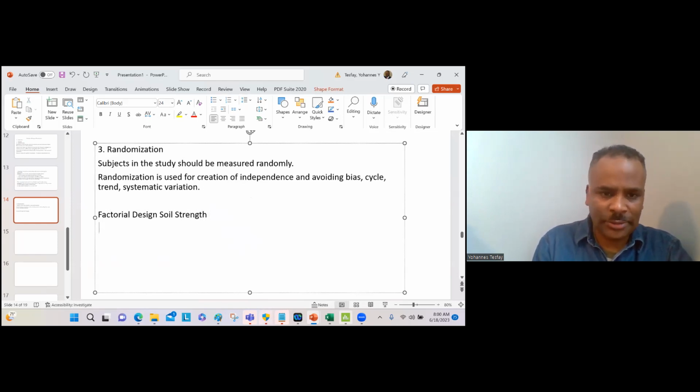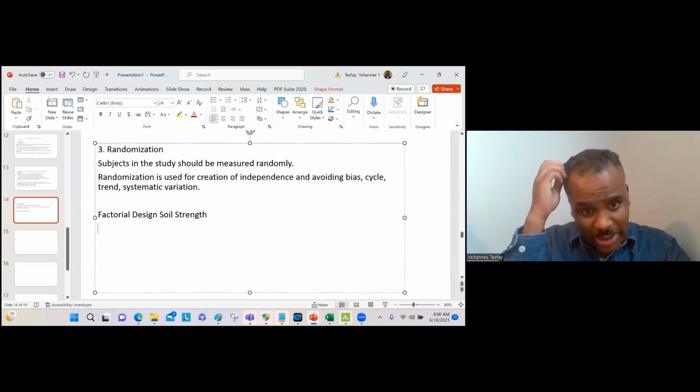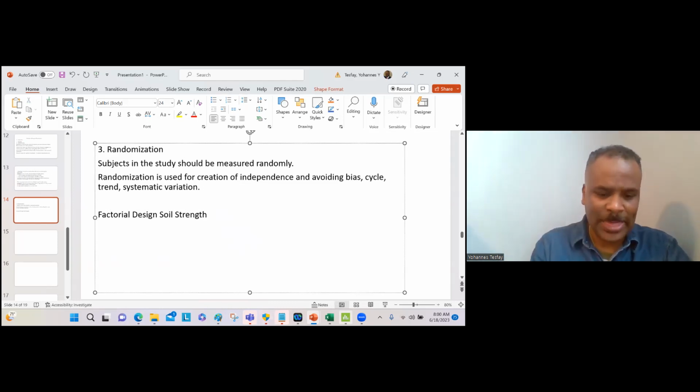Soil strength. Let's say my focus is the soil strength and the factors to be analyzed. One is density. The other is depth, and soil type, just like that. So how many do I have here? Three factors. I have three factors.